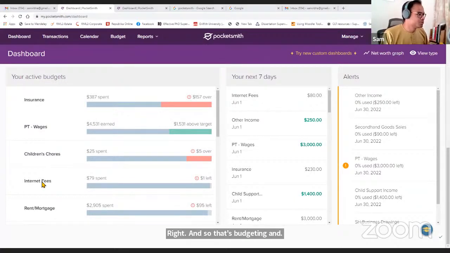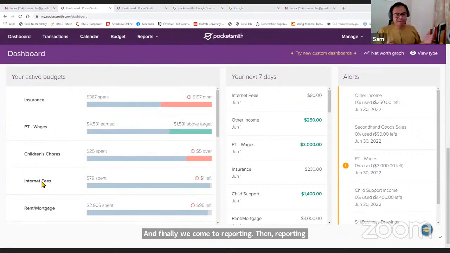And finally, we come to reporting. Okay, and reporting is really great. I love reporting, but then again, I am a huge finance nerd. I don't know about you, but I just really love looking at this beautiful pie chart of spending. So the first thing I want to share with you is the dashboard pie chart.